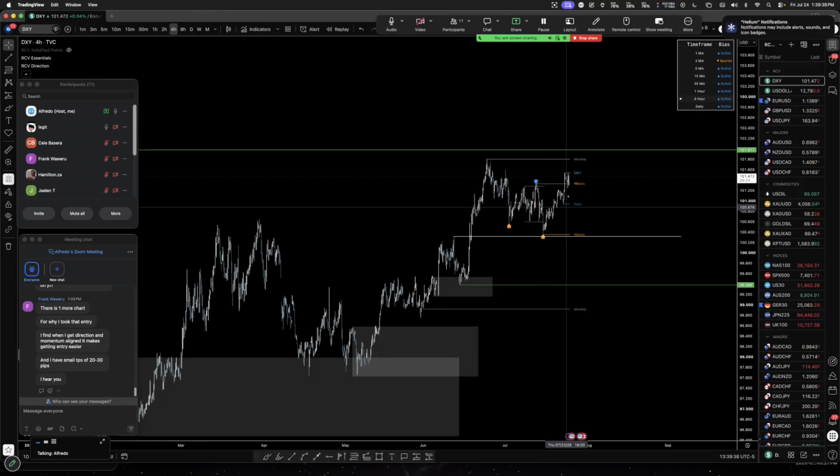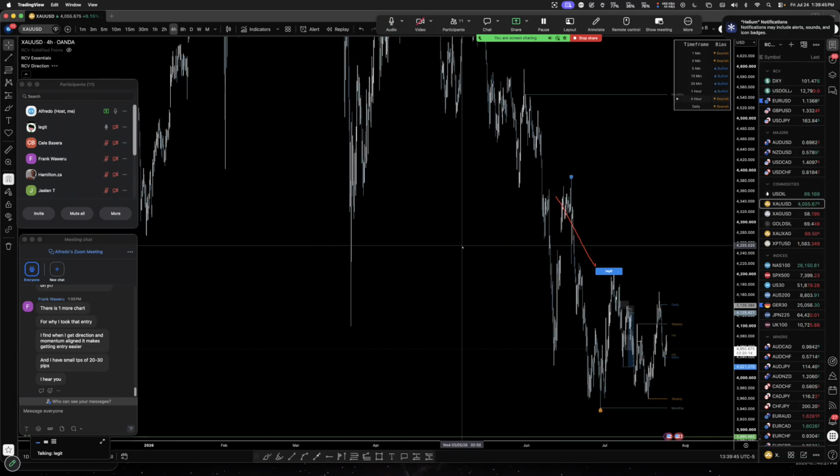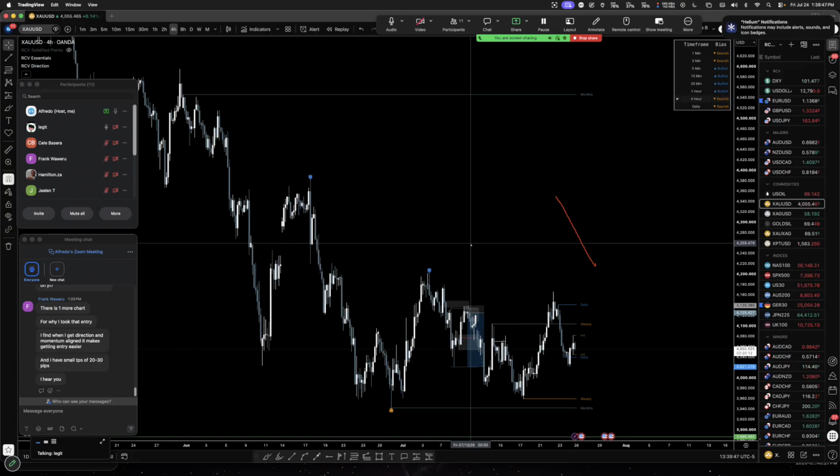It came so close. That's what kind of just irritated me a bit. But now we're gonna get an inducement and then continue lower. That's what my whole bias for the week was, but it worked out, I guess.